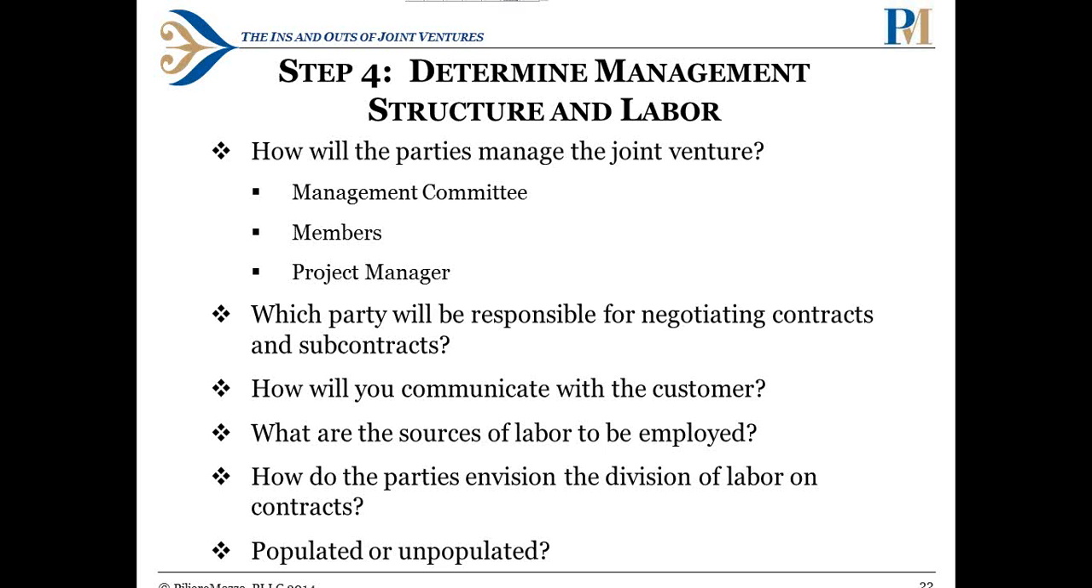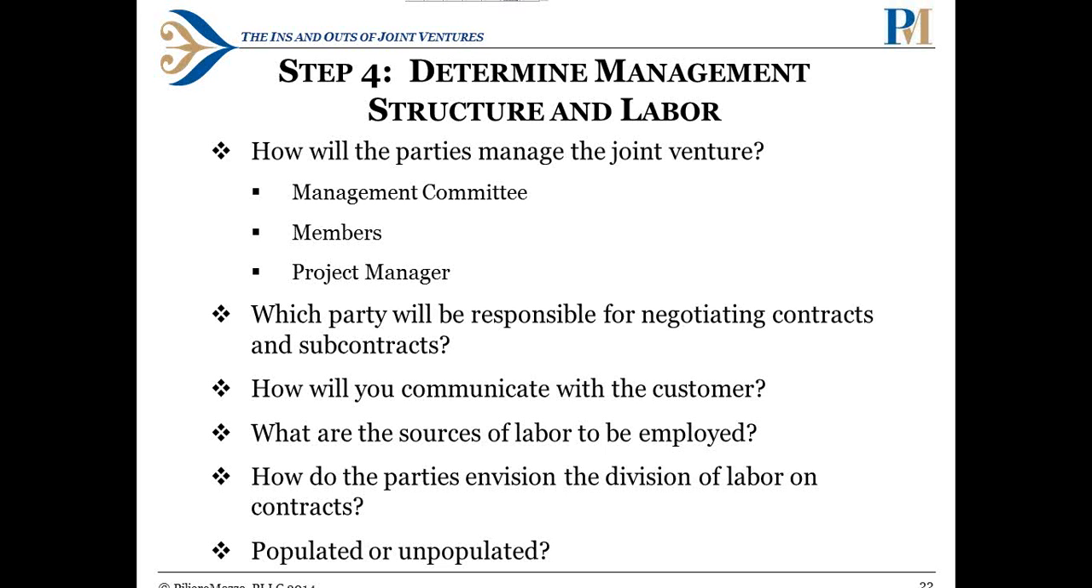There are various things you'll have to iron out in your operating or partnership agreement about who's going to be responsible for negotiating subcontracts and contracts, how you're going to communicate with the customer, and what the sources of labor to be employed are. And again, some of these decisions are driven by the structure that you choose, populated versus unpopulated. Some are driven by the requirements for the contract and the SBA regulations. But these are the types of issues you're going to have to step through.